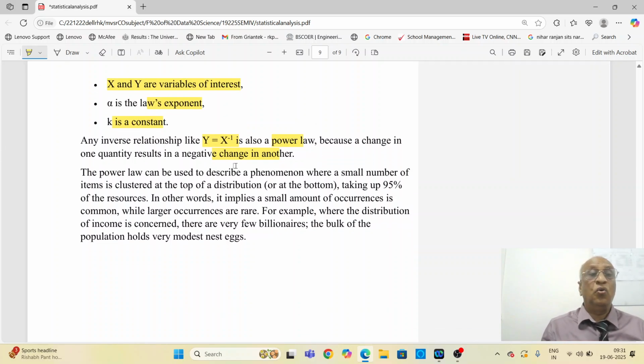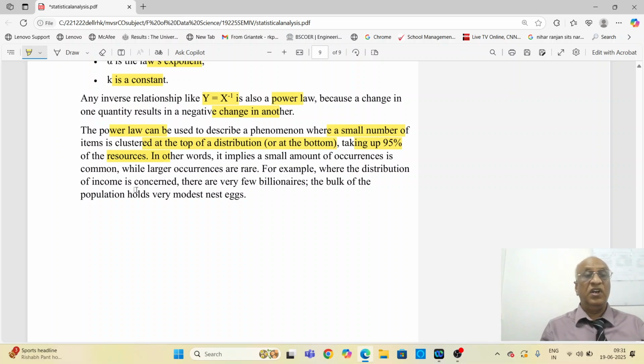So what is the use of a power law? It describes how a small number of items are clustered at the top of the distribution, or at the bottom, taking up 95% of the resources. For example, let us say there are rich people, billionaires. There may be 5% billionaires and 95% of the people who are not that rich.